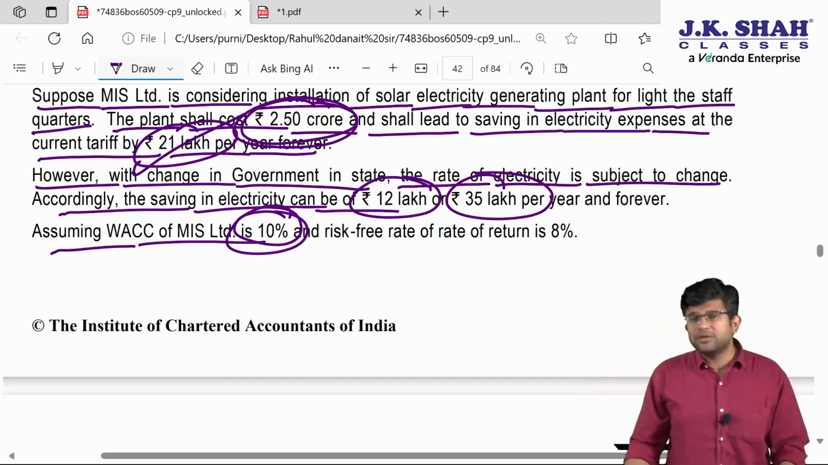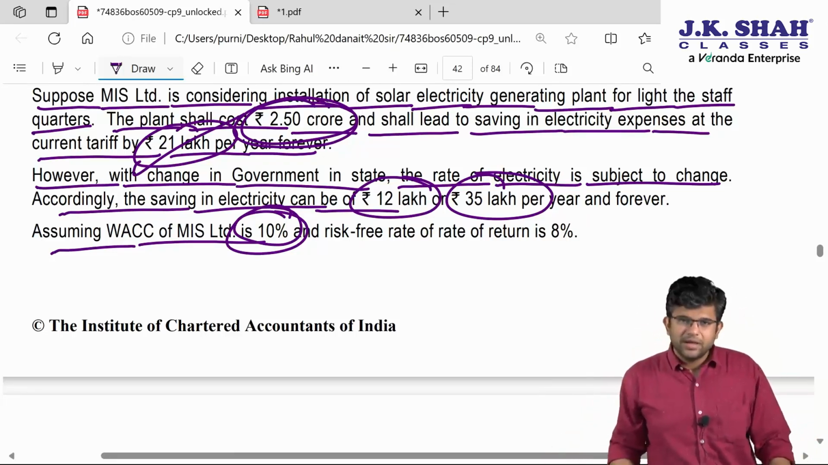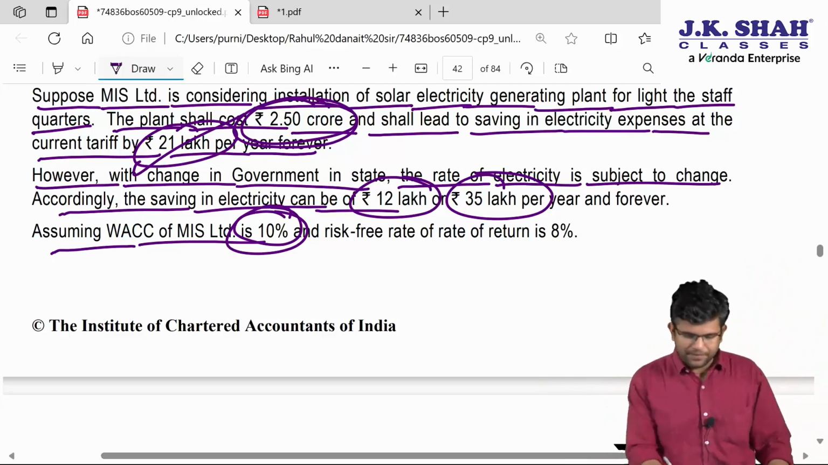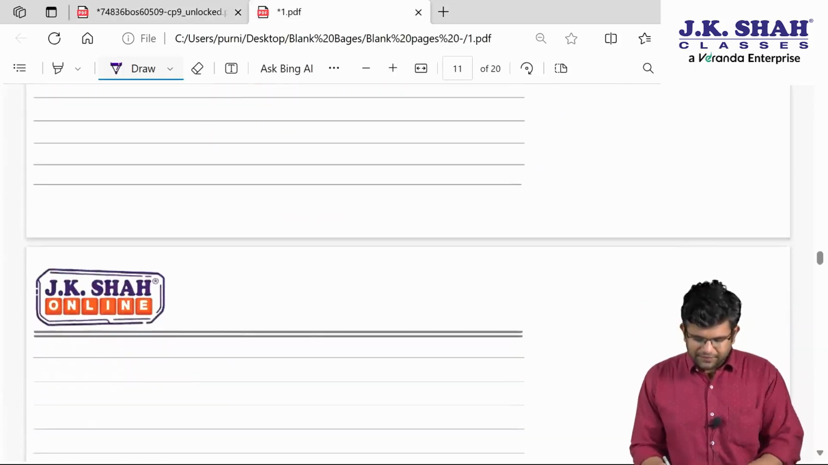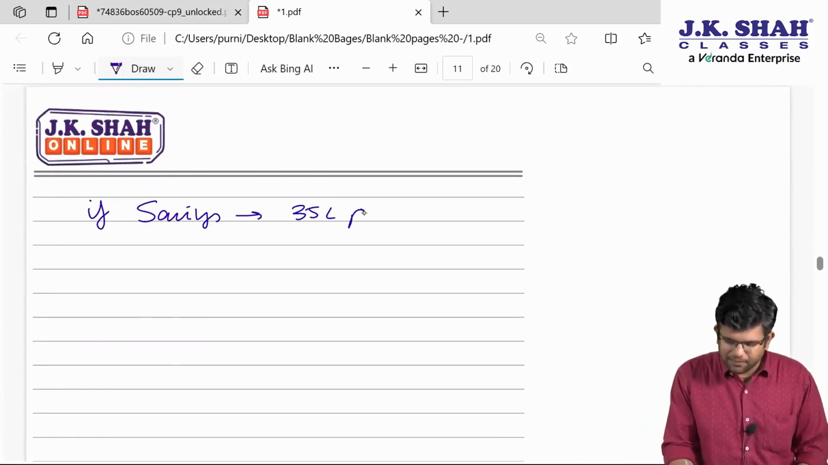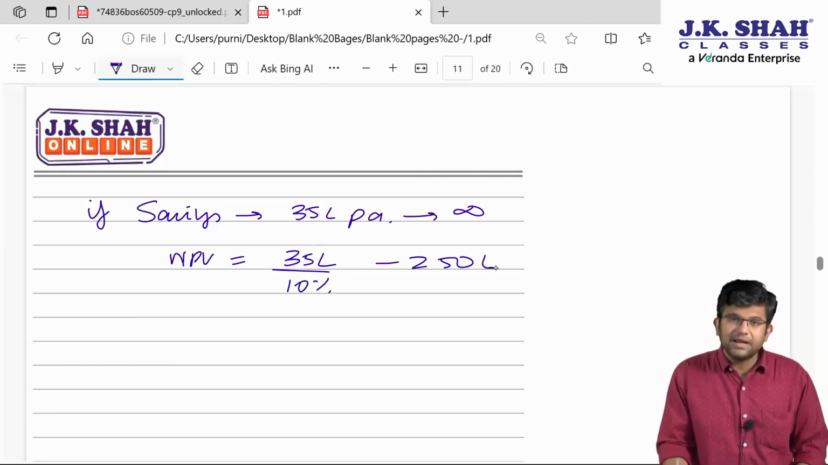But if the government changes, then students, the savings because of electricity rate changes could either be only 12 lakh per annum or it could be 35 lakh per annum. Now let's see if you understand this. If the savings are 35 lakh per annum for eternity, can I say the net present value will be 35 lakh by 10% minus 250 lakh?